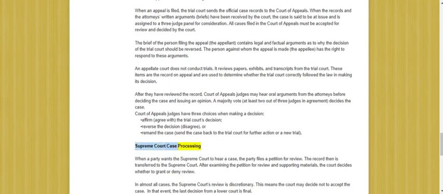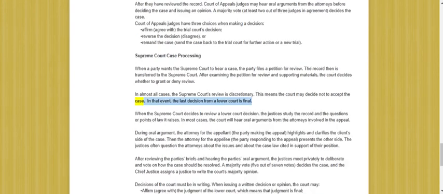Supreme Court case processing. When a party wants the Supreme Court to hear a case, the party files a petition for review. The record then is transferred to the Supreme Court. After examining the petition for review and supporting materials, the court decides whether to grant or deny review. In almost all cases, the Supreme Court's review is discretionary. This means the court may decide not to accept the case.